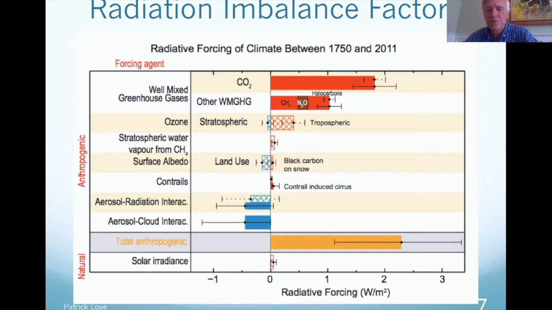Stratospheric water vapor from methane, that's a complicated one, but basically methane can end up making water vapor in the stratosphere. That's a red bar, it's small. Land use, a lot of the land use we've done is actually cooling. So you see the surface albedo there is cooling.